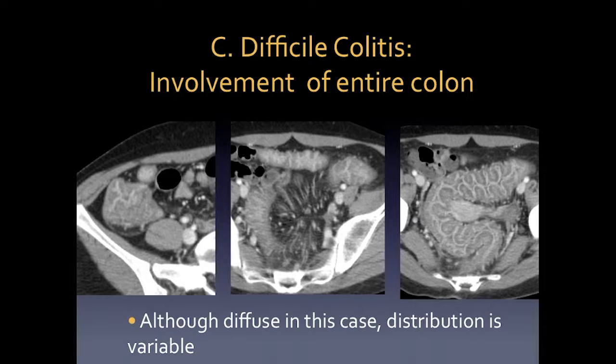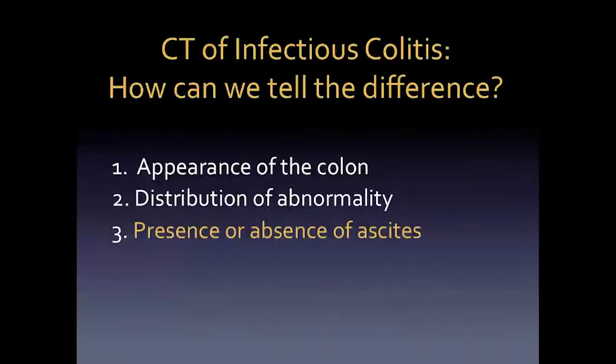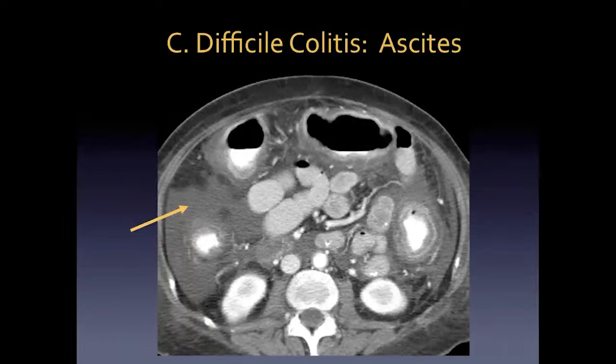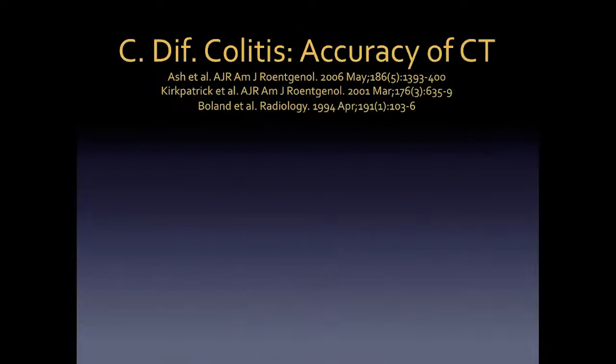Here, a beautiful example of diffuse involvement of the colon in C. difficile with this gorgeous sort of nodular thickening, this accordion sign of the colon. Again, nodular thickening, not specific, indicates severe inflammation. This is a bad case. Presence or absence of ascites in C. difficile colitis, you're going to see it a lot. Here, big inflammation of the colon, it looks pretty severe, and we have ascites to go along with it.